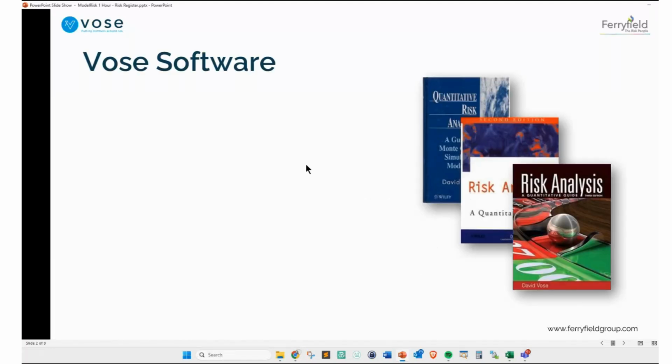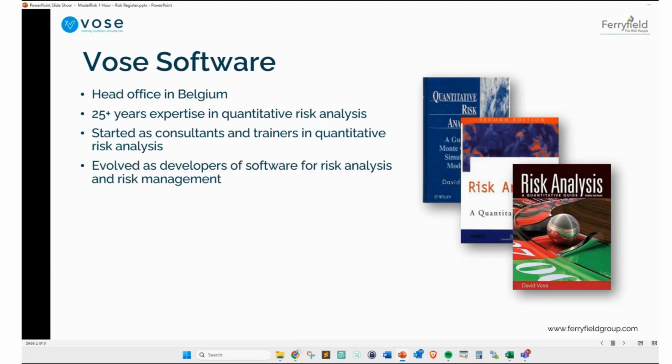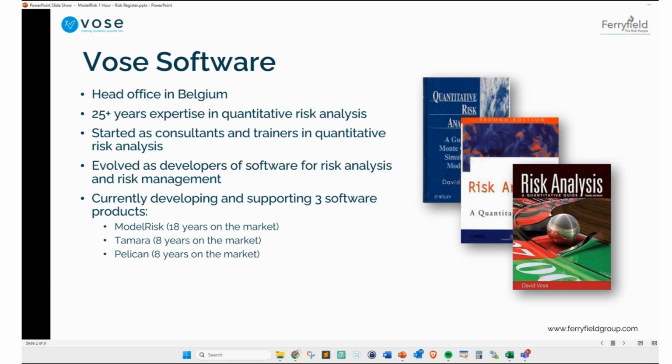So we're going to use ModelRisk, and ModelRisk is Bose Software's product, right? Bose Software is a company based out of Belgium. They have more than 20 years of expertise in quantitative risk management. They started as consultants and trainers, and they evolved into a developer of software. Their main software is ModelRisk, which has been on the market for about 20 years.